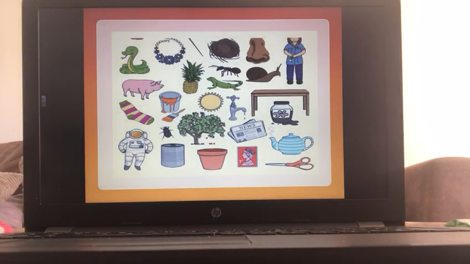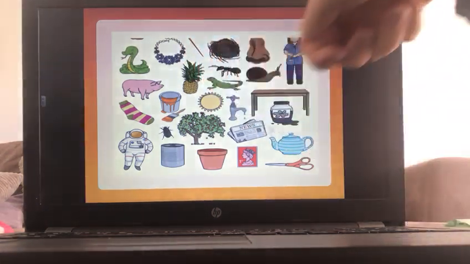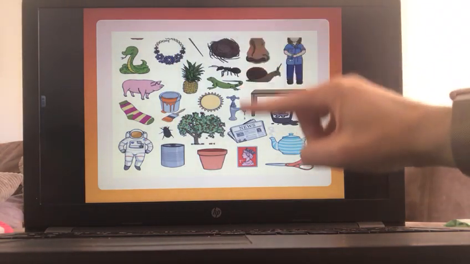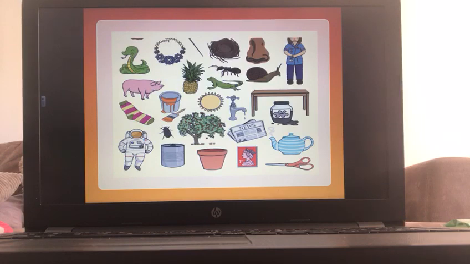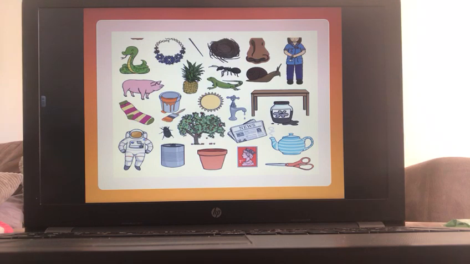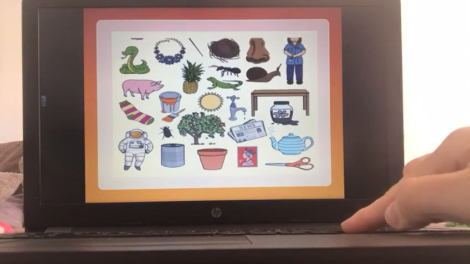So let's have a little think if we can remember any of those that began with the S sound. Snake, that began with the S sound. Snail began with the S sound. Sock, that began with the S sound. Stamp, that began with the S sound. And scissors began with the S sound. Oh, I think I might have missed one. Can you guess which one it is? That's right, it's the sun. So well done if you were able to do that.